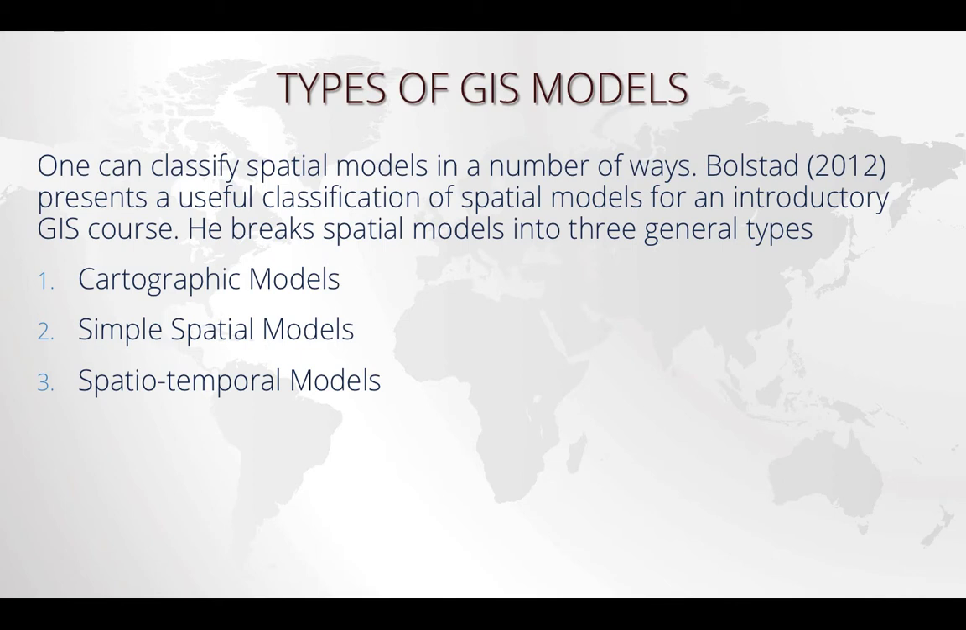There are a number of different ways that you can classify spatial models. I've seen a number. This slide uses something from the Bolstad textbook, which is probably as useful as any from an introductory standpoint. He breaks models into 3 general types: cartographic models, simple spatial models, and then what's increasingly important in GIS, spatial temporal models. Historically, GIS has been very, very poor at dealing with the temporal aspect. This is improving, and models are improving in their dealing with time.